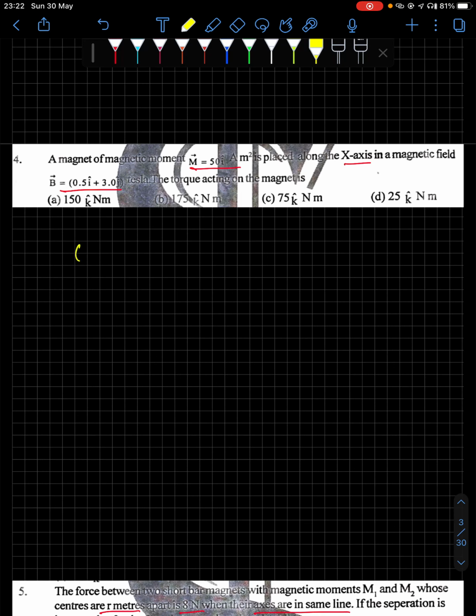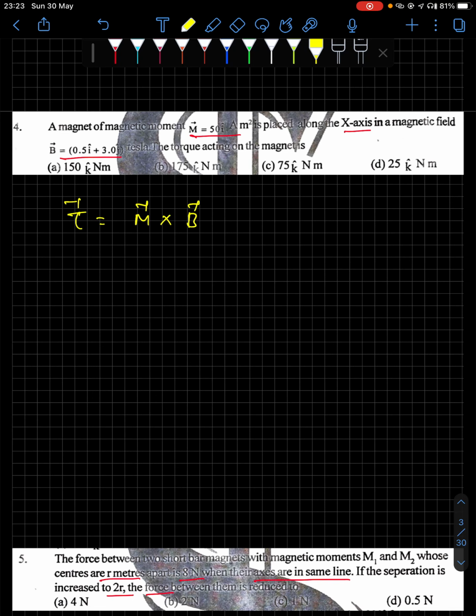Now we know the relation for torque in vector form is m vector cross b vector. We don't need this bracket. Here the value for m is 50 i cap, cross product 0.5 i cap plus 3 j cap.